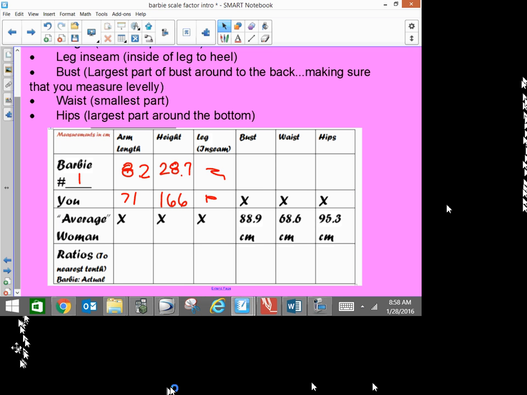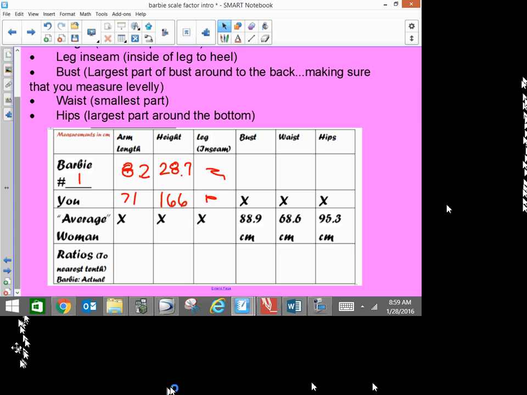Are we partner sharing a Barbie? Yes, you're sharing a Barbie, and then you're each going to measure, kind of help each other measure together. So that's your waist. Your waist is the smallest part of you. But you're not measuring yourself. You already got that covered.